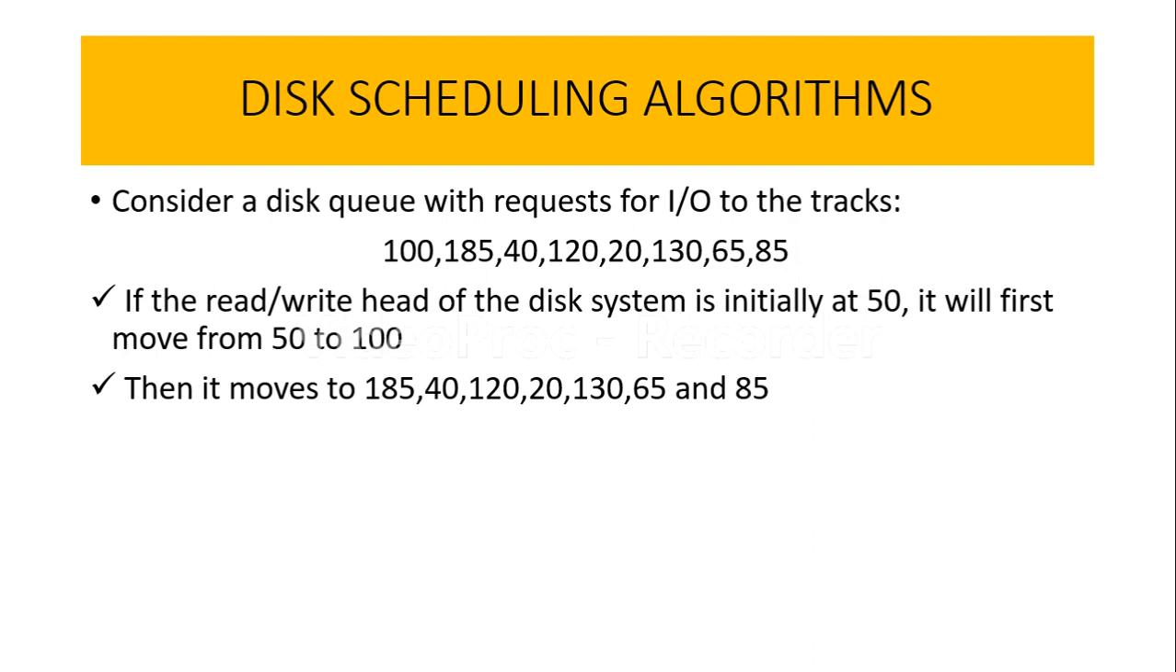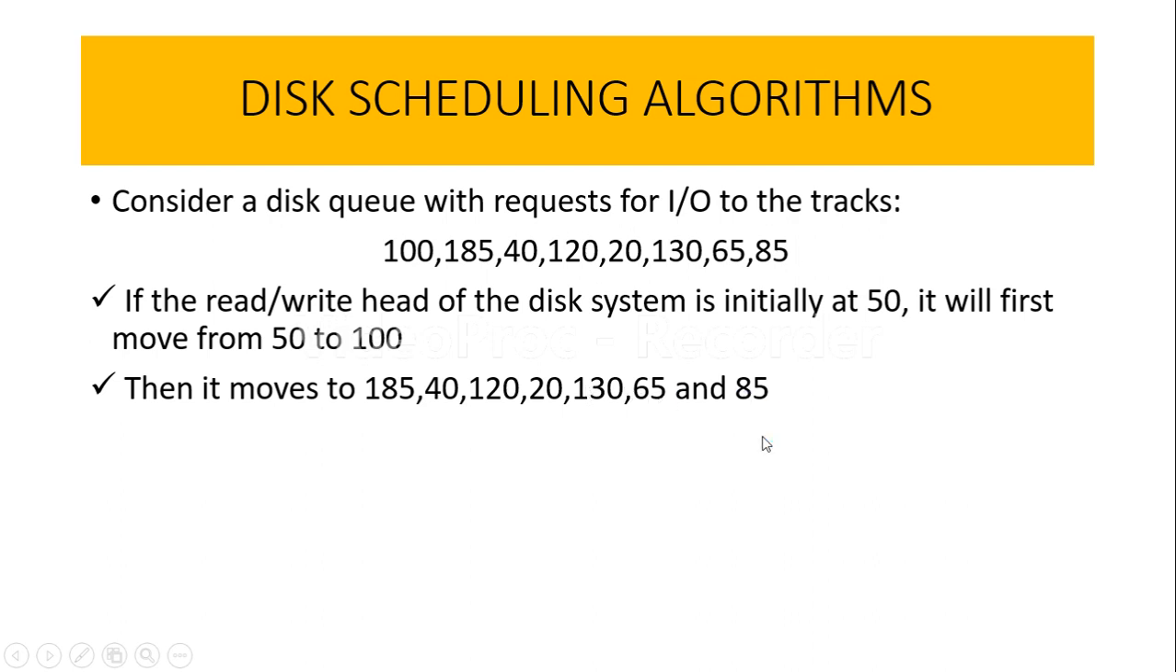Now, because we are focusing on the first come first serve scheduling algorithm, from the initial track 50 it is going to process all the requests for input output tracks in sequential manner, starting from 100 till 85. So in the first move, the disk read write head is moved from 50 to 100, followed by 185, 40, 120, 20, 130, 65 and 85.